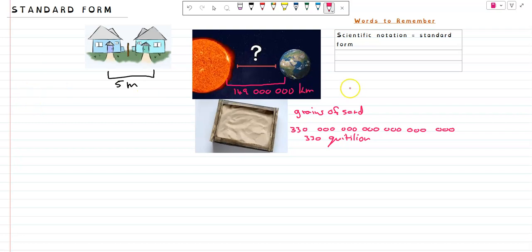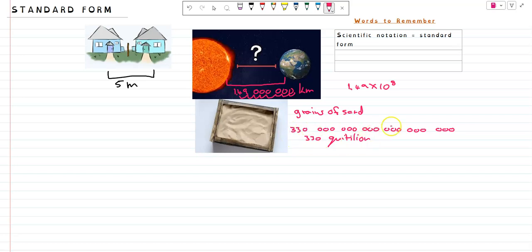Okay, so this number, we would count the amount of zeros: 1, 2, 3, 4, 5, 6. We say it's a 1, so we need to work it until there. So we count the decimal jumps: 1, 2, 3, 4, 5, 6, 7, 8. So 1.49 times 10 to the power of 8.